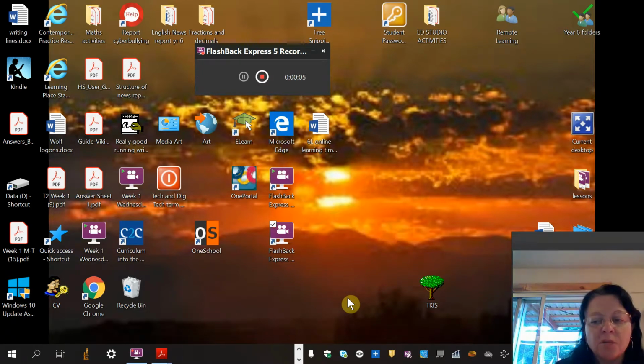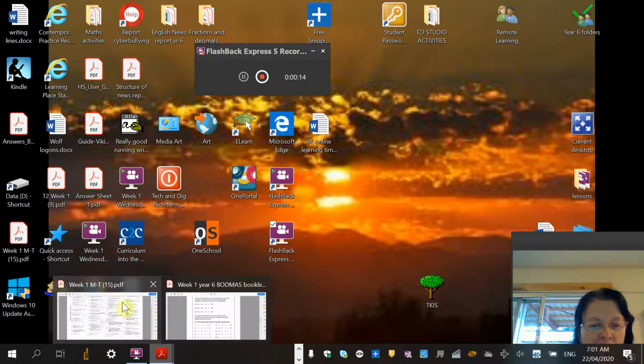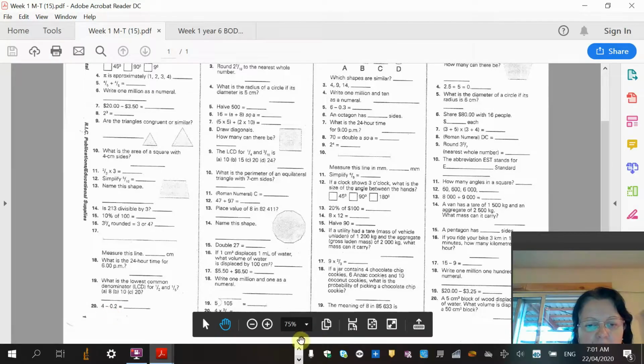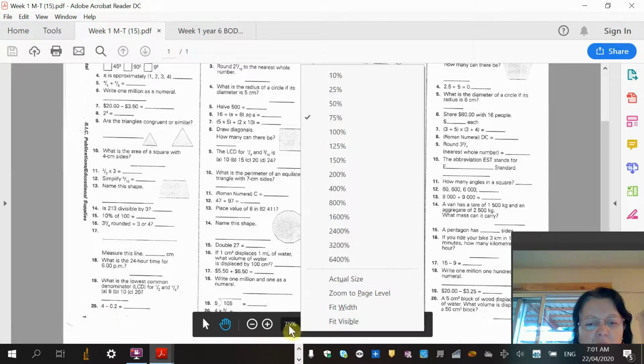Lesson 2 is a bit long because we covered a lot of that focus writing in newspaper reports, so I'll try and make this one a little bit snappier. Okay, let's get stuck straight into our mental maths, and we're on Wednesday.